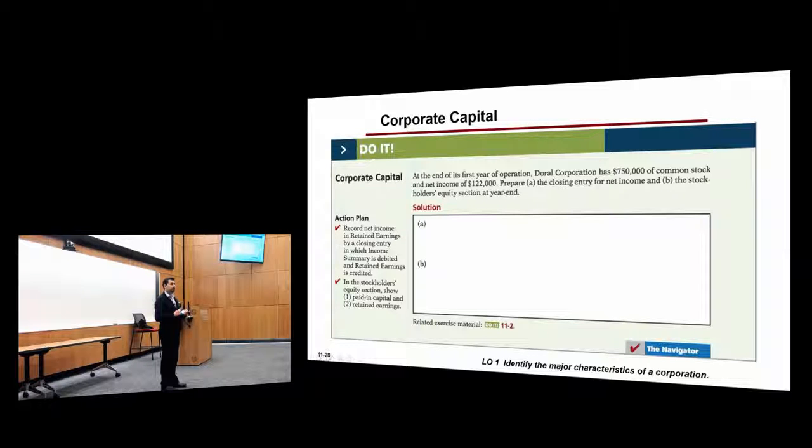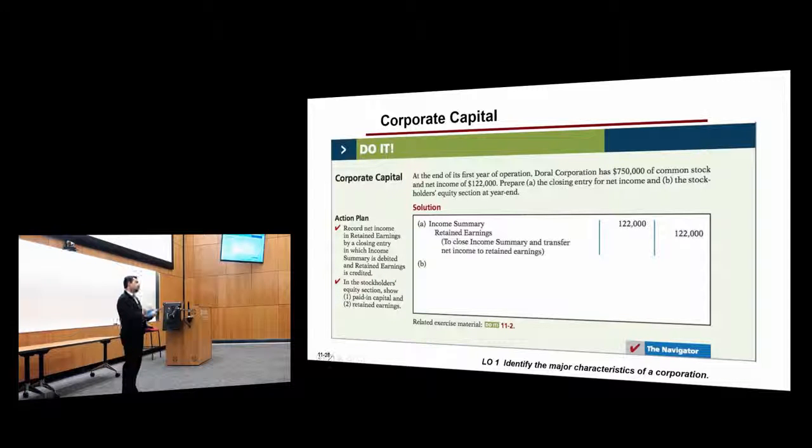Imran: It usually goes to income summary. Income summary and retained earnings, right? So we debit income summary and we credit retained earnings. This is how we close net income to retained earnings. This is the part that will go on the retained earnings section of the stockholders' equity section on the balance sheet. The company also had common stock of 750,000.